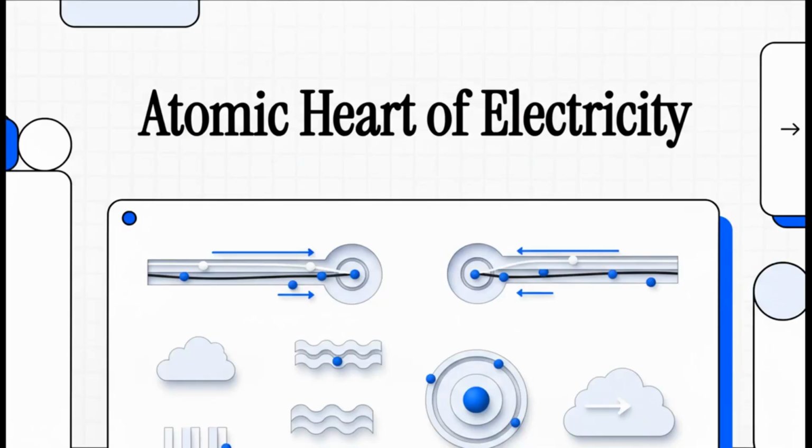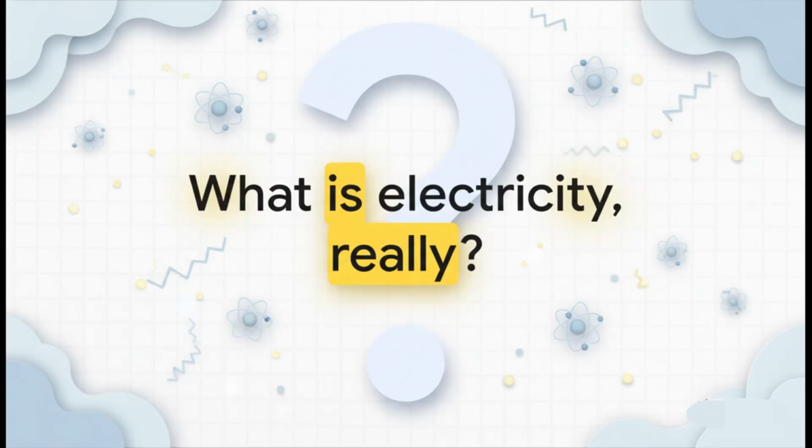We use it for pretty much everything, right? The light in your room, the phone in your hand, it powers our entire world. But have you ever stopped to wonder what that invisible force flowing through the wires actually is? Well, today we're going to go deep, I mean really deep, inside the wire to find the atomic heart of electricity. So let's just jump right in with the big question. What is electricity, really? Not just the thing that comes out of the wall socket, but what's fundamentally going on?